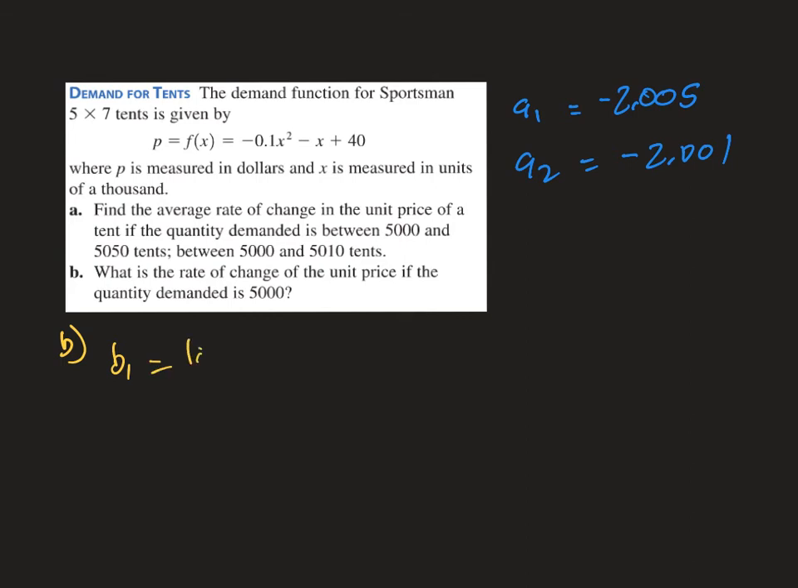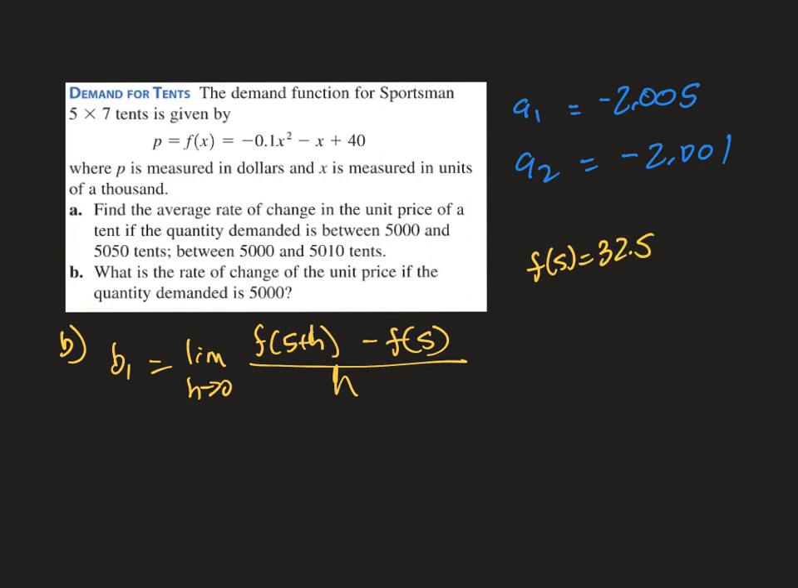We're going to do the limit as h approaches 0 of f of 5 plus h minus f of 5 over h. We're going to calculate this limit. Good news is I have a few of these values already. So f of 5 is our 32.5. So let me just make a note over here. Okay, and then we'll write this out and we'll see if we can get this limit.